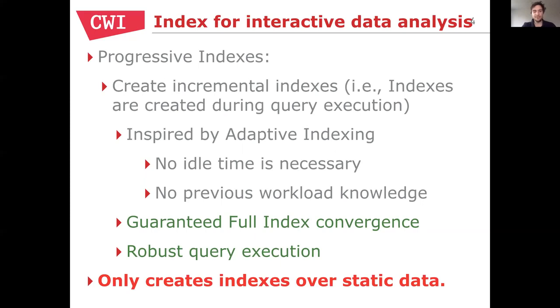Progressive indexes differ from adaptive indexes since they guarantee full index convergence. In other words, after executing a certain amount of queries, the index will have the same format as a full index, and they have a robust query execution, where the per query cost doesn't change much up until full index convergence. One problem of progressive indexes is that we can only create indexes over static data.